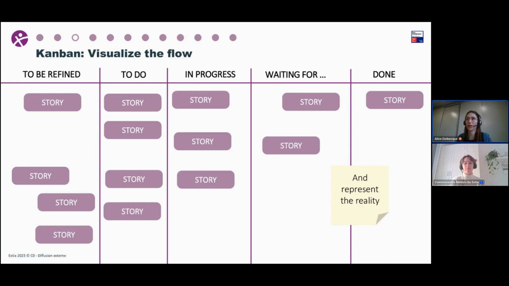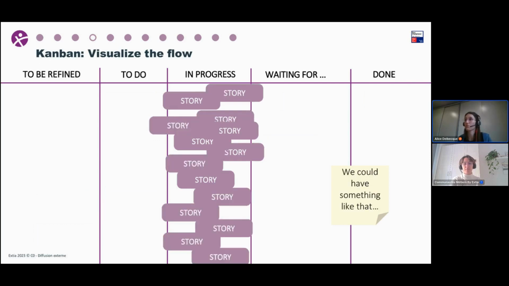It really represents the reality. But if we stop here and we say that Kanban is just that, maybe we will have an issue because maybe we will find ourselves in this kind of situation. We put everything in progress. We are starting a work, then we have something else happening. So, okay, we have to start this work also. And we can have something like this.